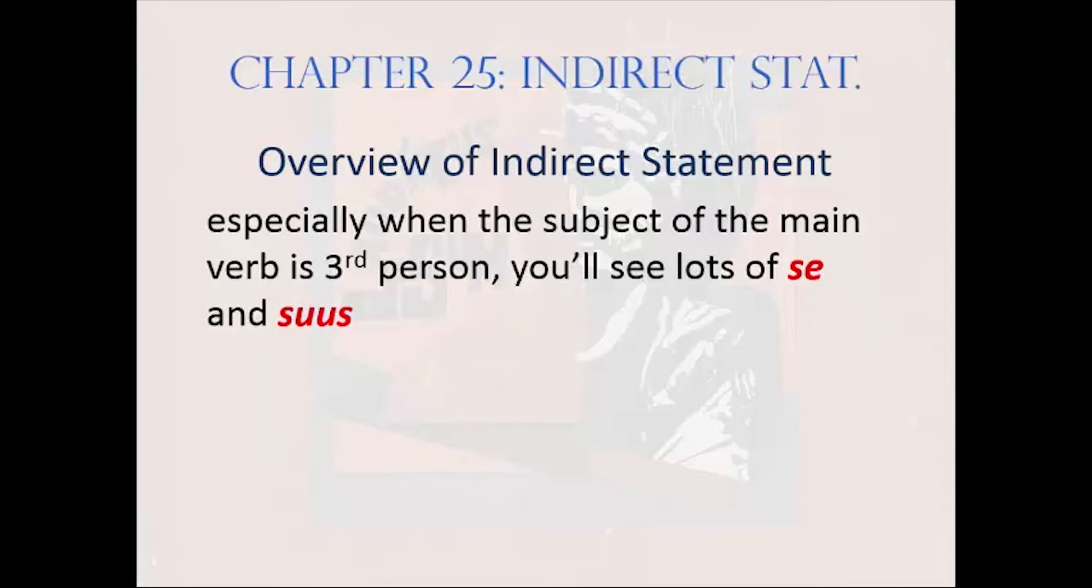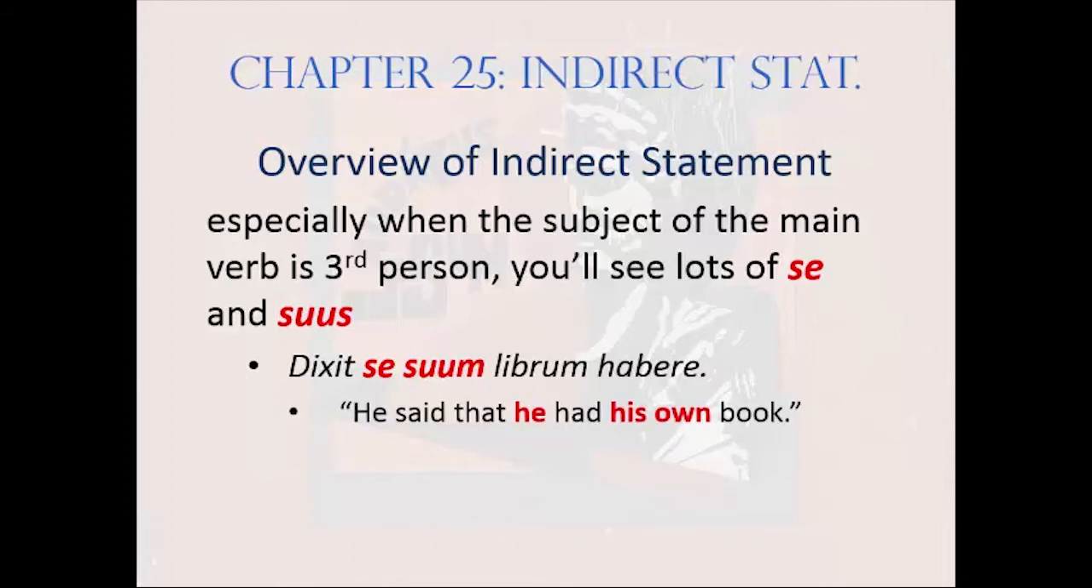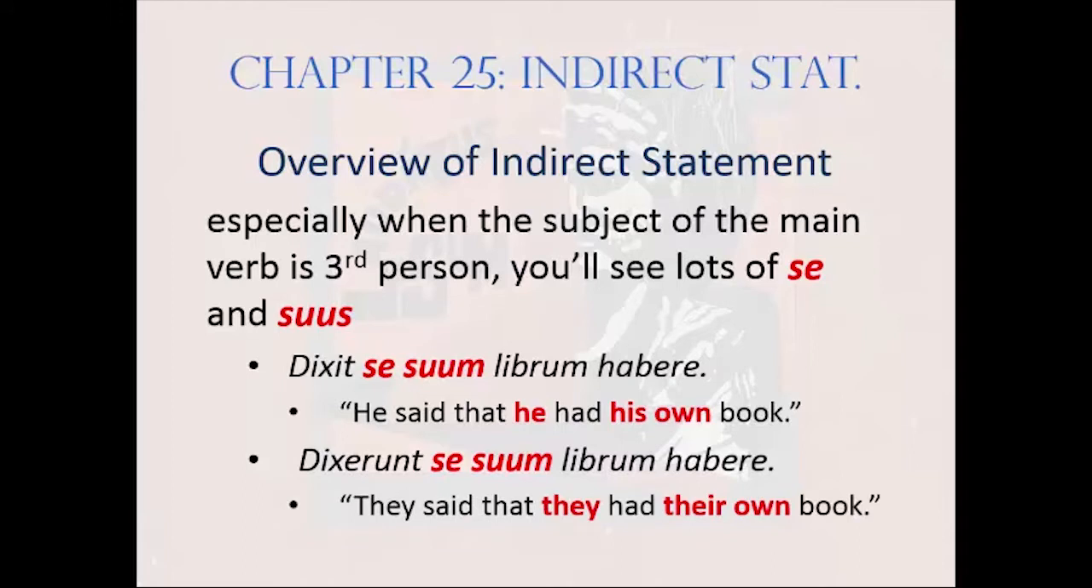Some form of se or suis, like dixit se suum librum habere. He said that he had his own book. There are two reflexives there, one a pronoun and one an adjective. Make the subject of the main verb plural and look how it changes the English translation. Dixerunt se suum librum habere. They said that they had their own book. And the teacher says that it's now time to move on to the vocabulary for chapter 25.